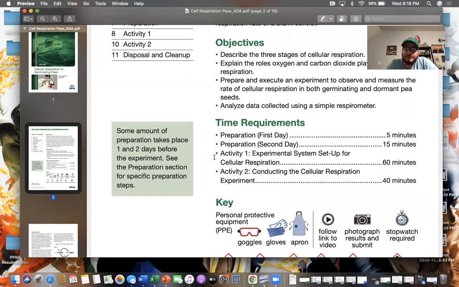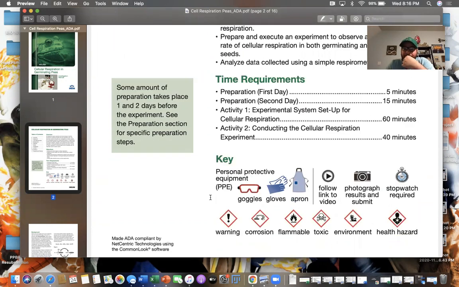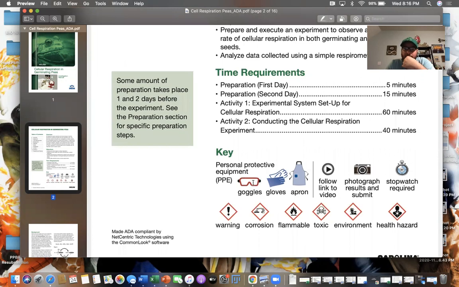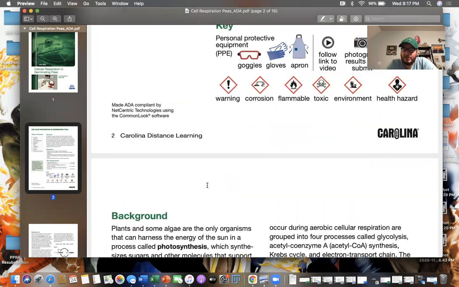And the time requirements for this: prep day 1 is about 5 minutes, prep day 2 is about 15, activity 1 is going to be 60, and activity 2 is going to be 40. In terms of PPE, or personal protective equipment, for the lab, everyone should have their goggles, their gloves, and an apron.